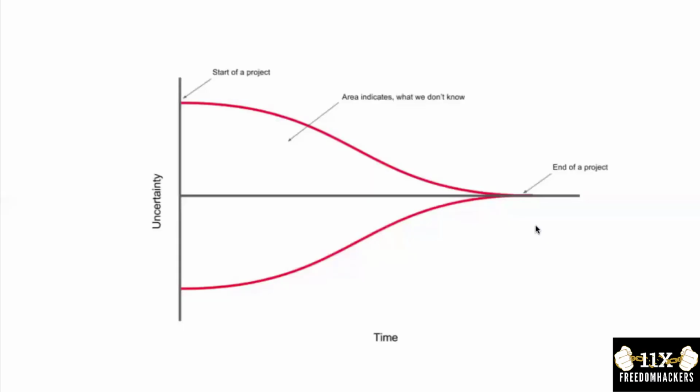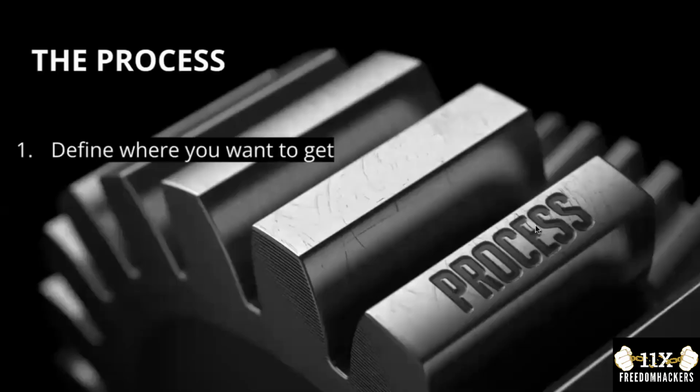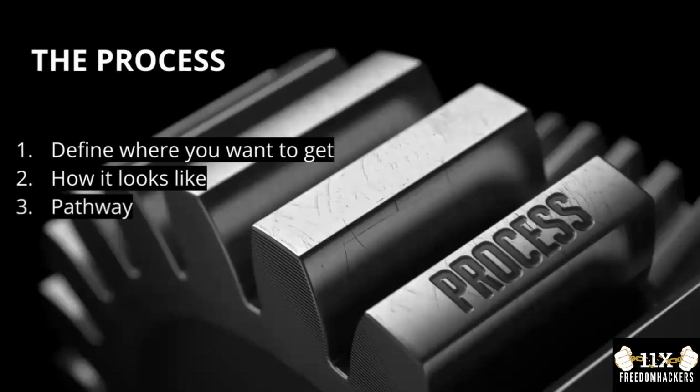Okay, anyway, let's talk about the process. So step number one is, okay, define where you want to get. Define how it actually looks like. And figure out the pathway. How do you actually get there? What do you actually need to do? Then tracking.